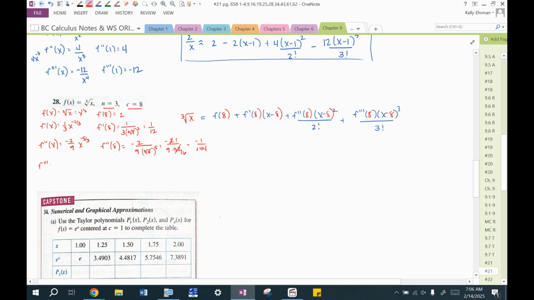I think this last one I'm going to leave ugly because when we do this, we're going to get positive 10 over 27, x to the negative 8 thirds. And f triple prime of 8 is not going to be very nice to do. So 10 over 27, and then cube root of 8 to the 8th power. That's kind of brutal, right? That's 2 to the 8th. So what is 2 to the 8th? Let's see. I know 2 to the 6th is 64. That means 2 to the 7th is 128.